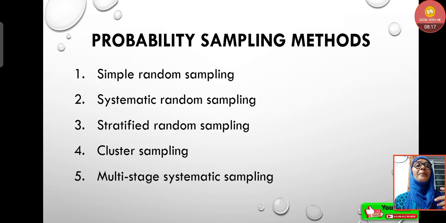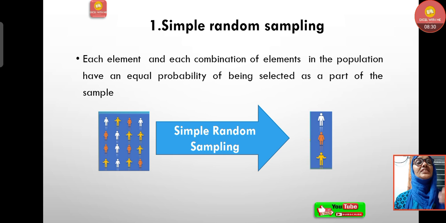Now, the probability sampling methods are: number 1, simple random sampling; 2, systematic random sampling; 3, stratified random sampling; 4, cluster sampling; and 5, multi-stage sampling. Let's quickly understand what all these are. Number 1, simple random sampling: each element and each combination of elements in the population has an equal probability of being selected as a part of the sample.